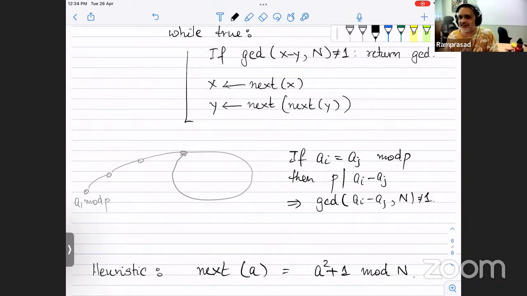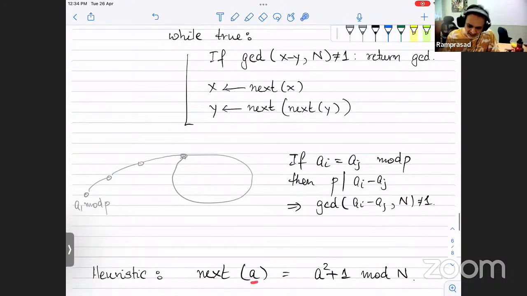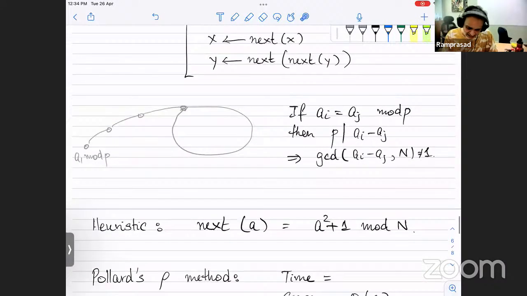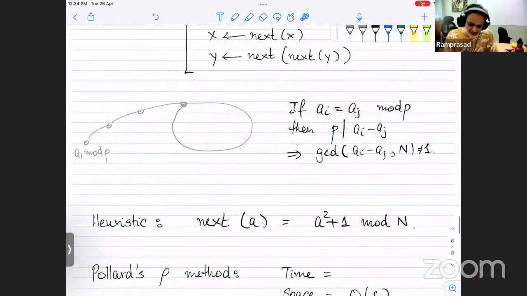The general belief is that looking at A squared plus 1 mod N still appears to look random, so this algorithm still continues to go. By the way, this entire algorithm is called the Pollard's rho algorithm because of this shape. This loop sort of looks like the Greek letter rho.